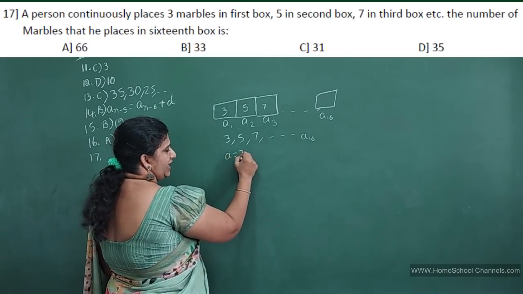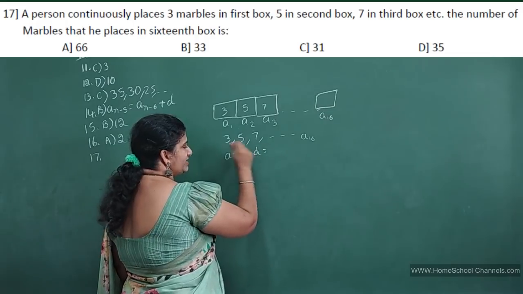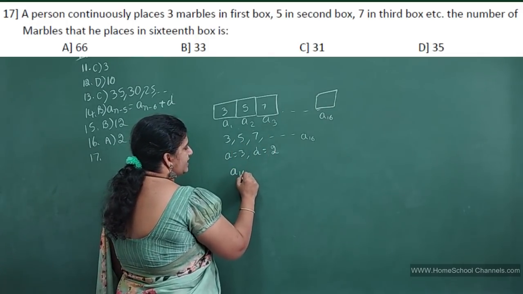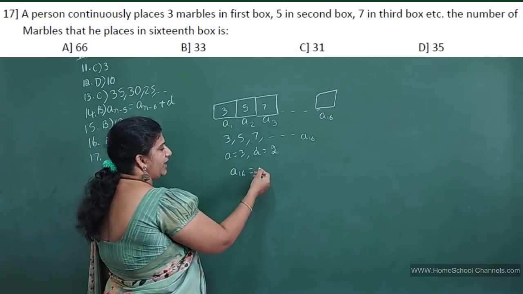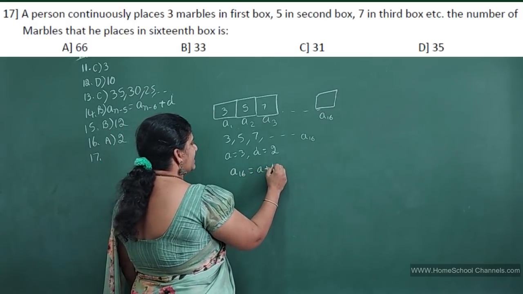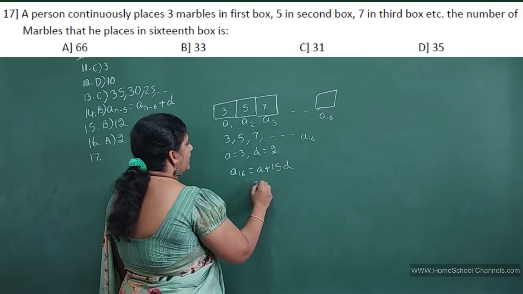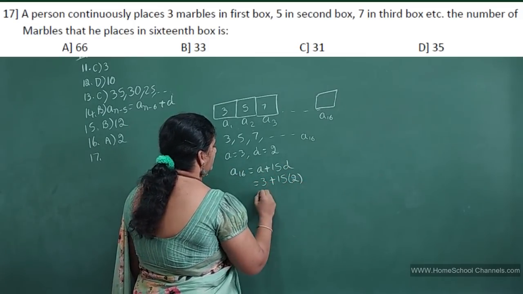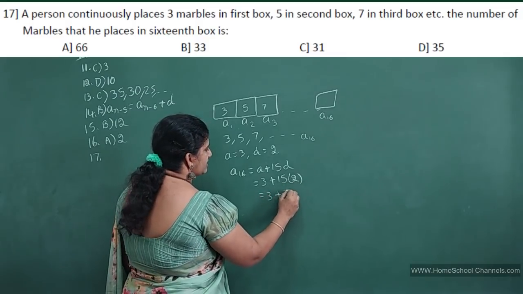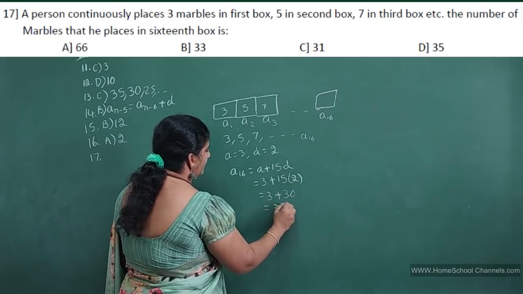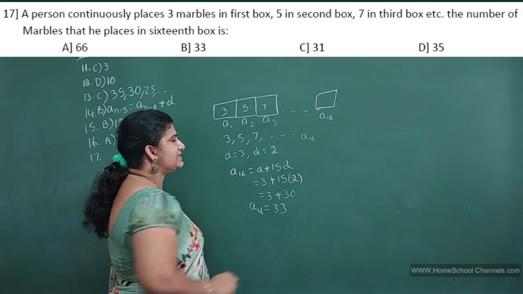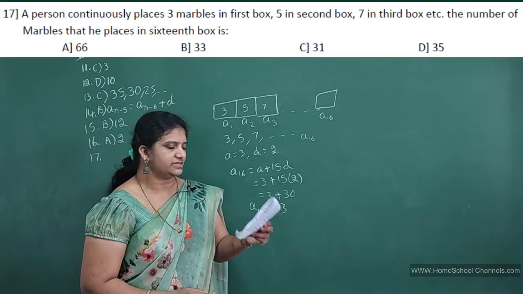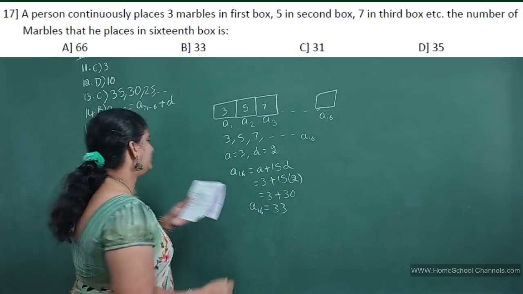A value is 3 and D value is A2 minus A1, 5 minus 3, it will be 2. A16, you can write the formula or directly the general form of A16 is A plus 15D. A value is 3, 15 into 2. 3 plus 15 2s are 30, 30 plus 3 will be 33. In the 16th box, he places 33 marbles. Check for the answer. Option B, 33.